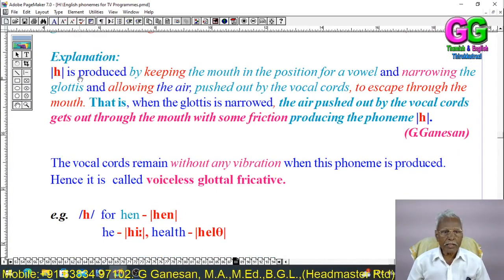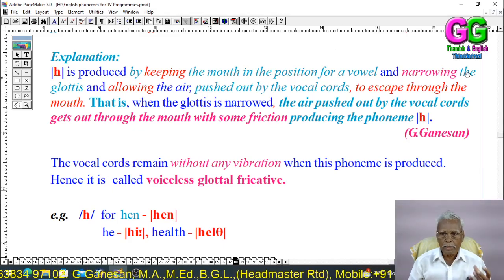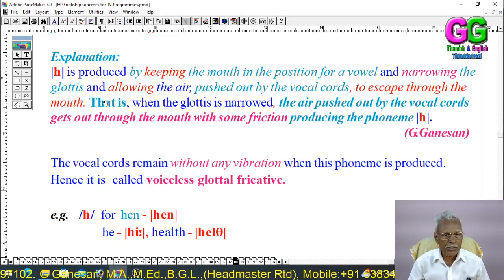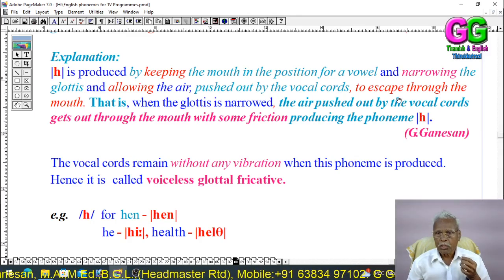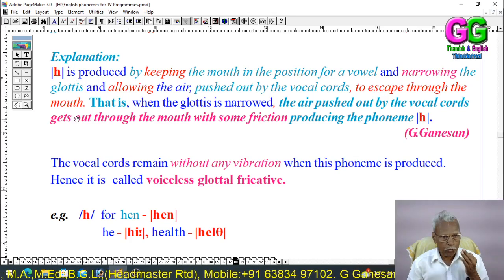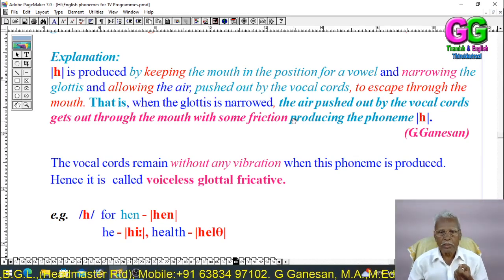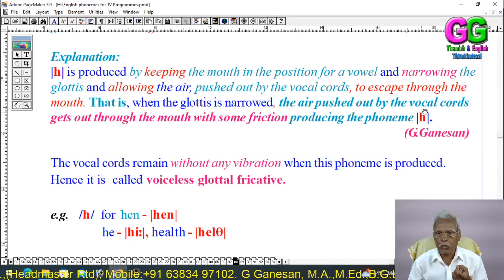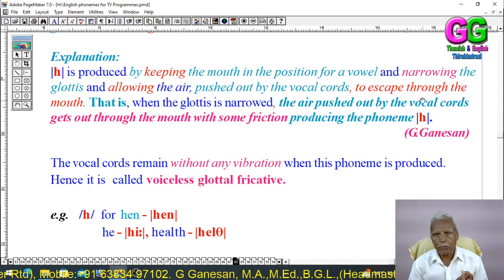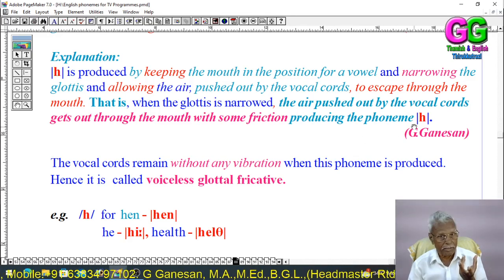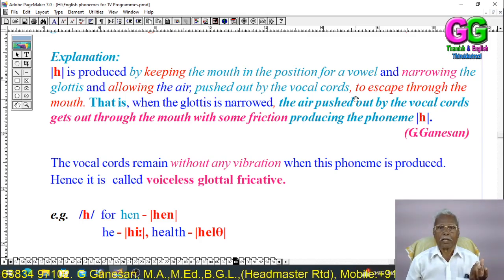Explanation: it is produced by keeping the mouth in the position for a vowel, narrowing the glottis and allowing the air pushed out by the vocal cords to escape through the mouth. When the glottis is narrowed, the air gets out through the mouth with some friction, producing the phoneme h.